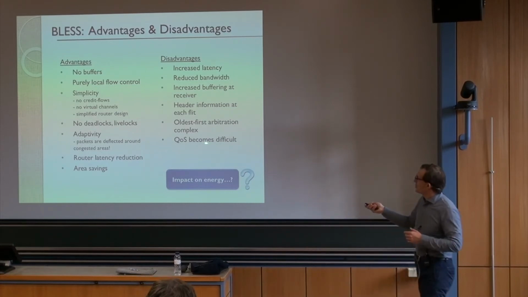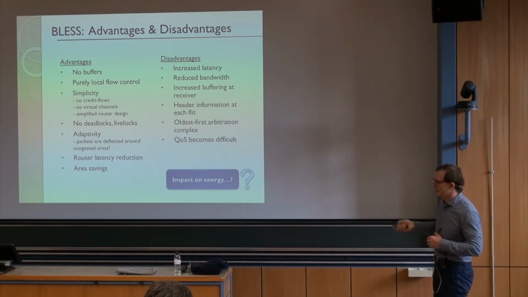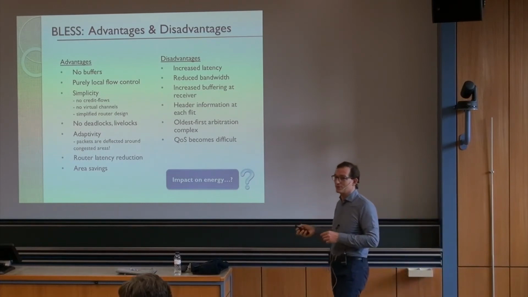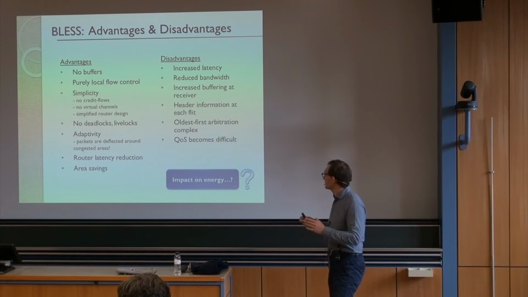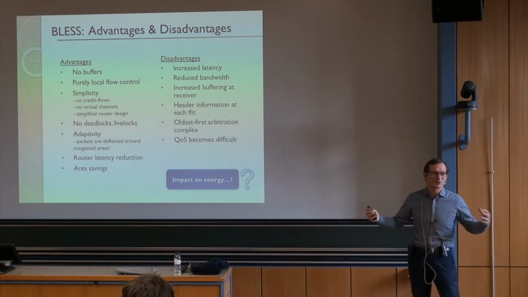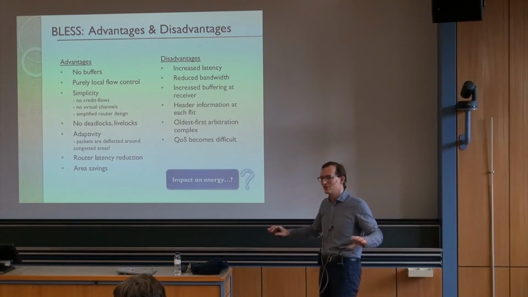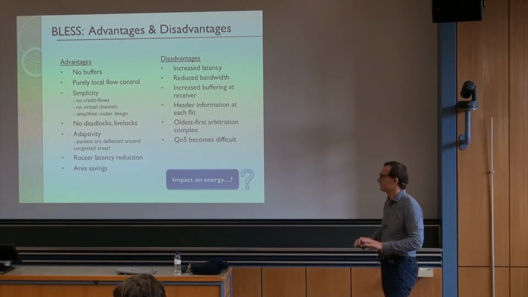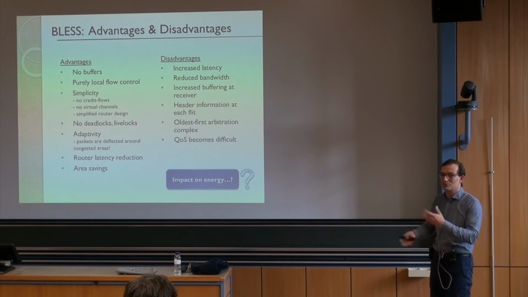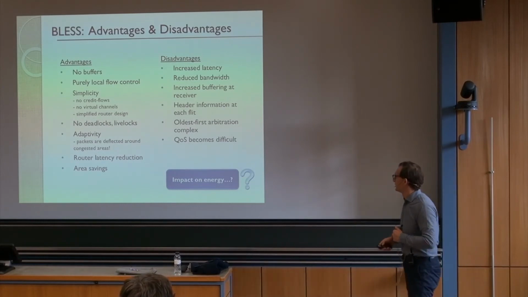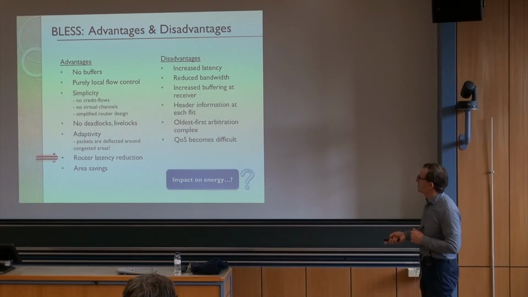Okay, so oldest-first arbitration is complex, as we've discussed, and we're going to discuss more. And quality of service also becomes more difficult because you eliminate the buffers. One of the nice things about buffering is it helps you with quality of service because it keeps the packets. You can analyze them, and then you can decide, okay, I'm going to take it out of this virtual channel and take it out of that virtual channel. Now you need to do all of that quality of service while the packets are moving in the network, right? Okay, there's also impact on energy.